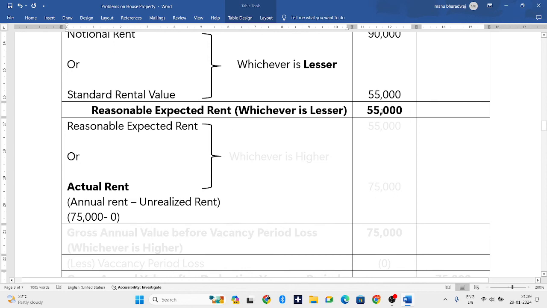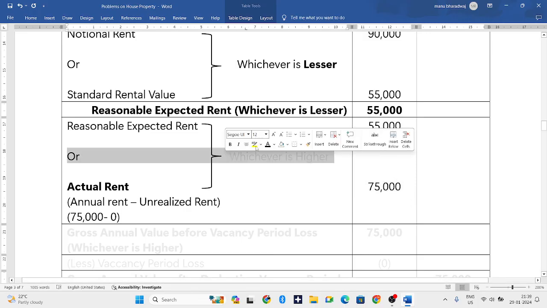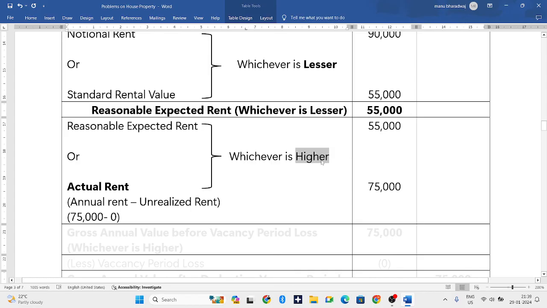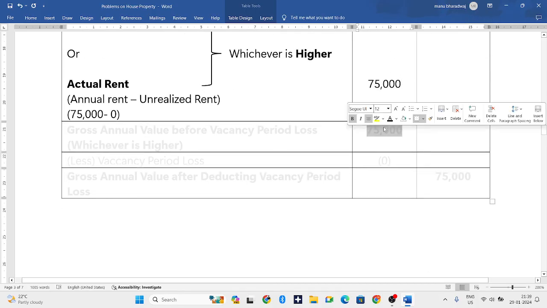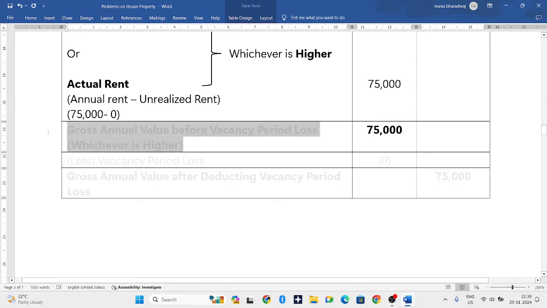Now, reasonable expected rent, we have found out it is 55,000. Annual rent minus unrealized rent, that is 75,000 minus 0, will be actual rent. Actual rent will be 75,000. Out of these two, whichever is higher, whichever has the greater value, we consider. 55,000 and 75,000. 75,000 is higher, so that 75,000 will be considered as gross annual value before vacancy period loss.